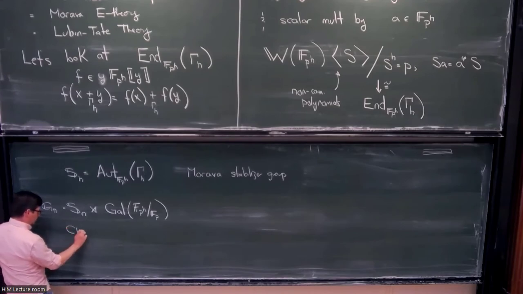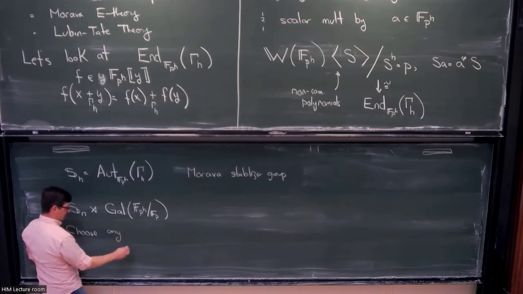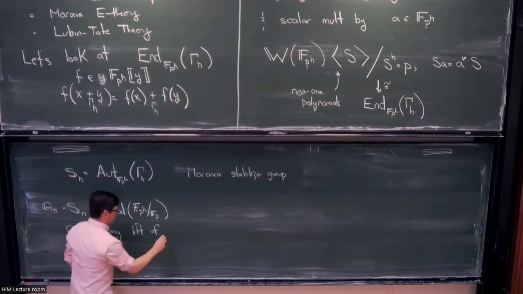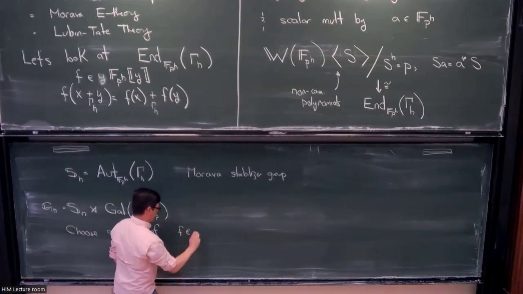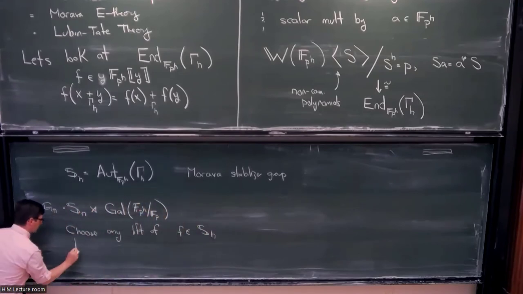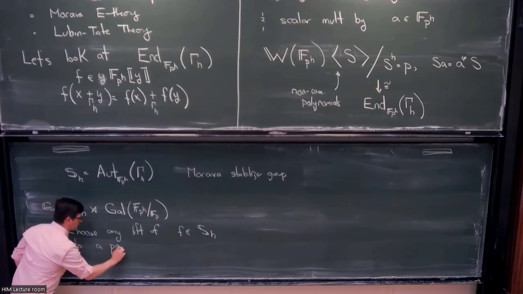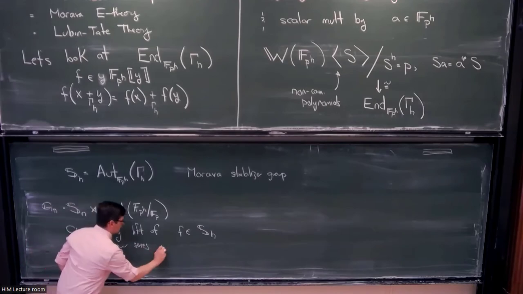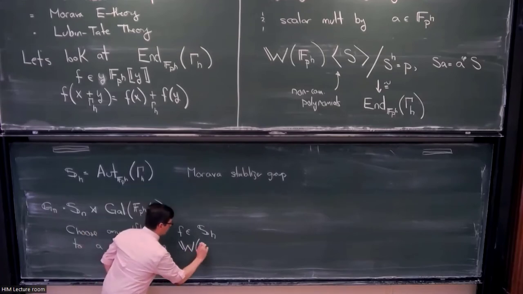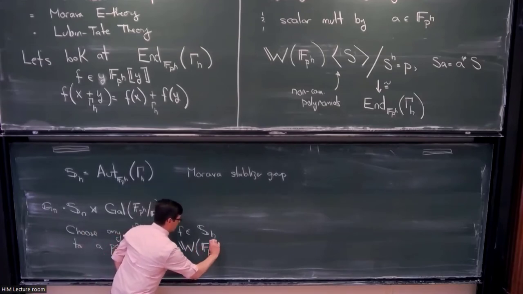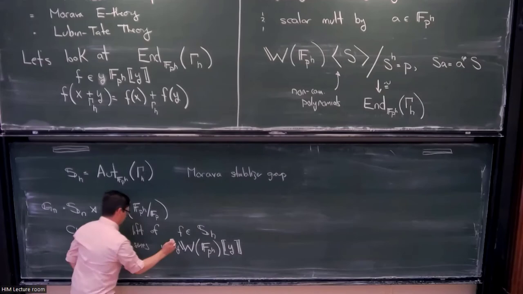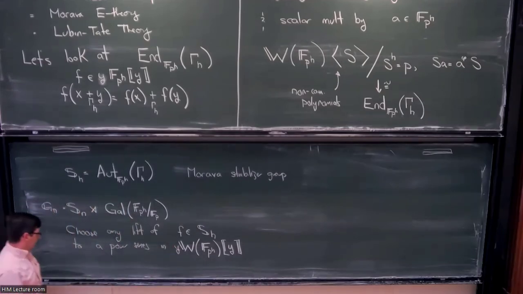So choose any lift of some power series F, which on the one hand was in, I'll just do it for the Morava stabilizer group S_h, to a power series in the universal deformation character to zero of F_p^h. Now also adjoin a power series generator. And I can act.